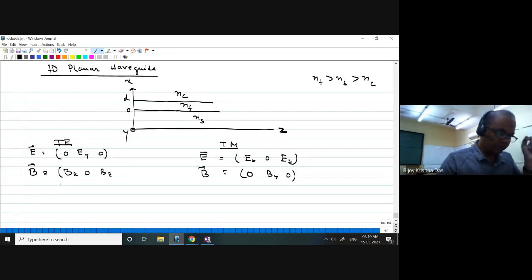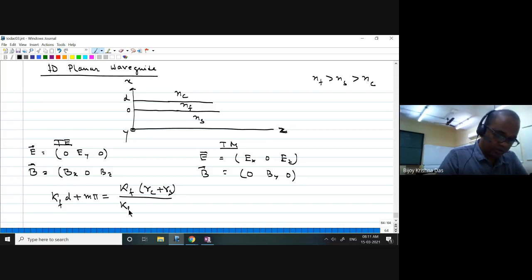So this is magnetic field, and then we have derived our dispersion relation for TE mode, that is kappa F D plus M times pi, that should be equal to the tan inverse of kappa F gamma C plus gamma S divided by kappa F square minus gamma C gamma S. That was derived in the last class, right? And I asked you to derive for TM mode. I hope you have tried.